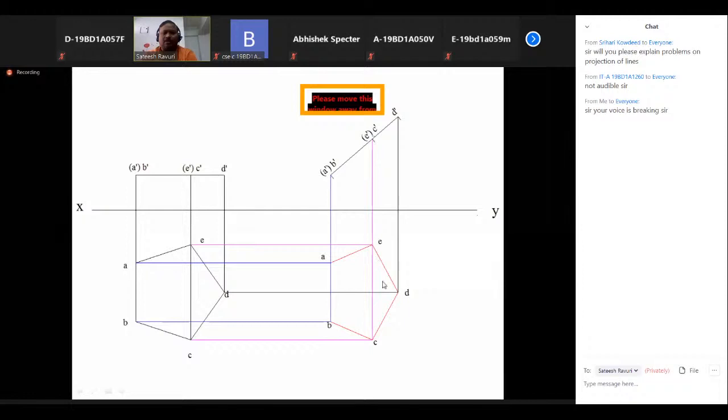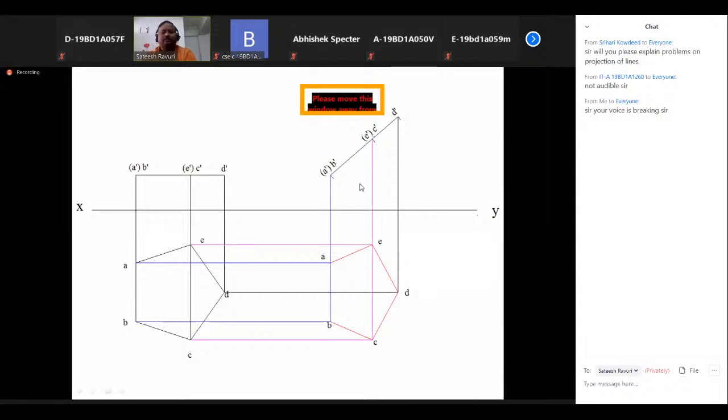So from front view to top view, vertical projectors have been drawn. Horizontal projectors have been drawn from top view to top view. If you take the proportional lines like A vertical, A horizontal, you will get A. B vertical, B horizontal, you will get B. C vertical, C horizontal, C. D vertical, D horizontal, D. And E as well. So this is the reduced shape of the pentagon with an angle of 40 degrees with HP.